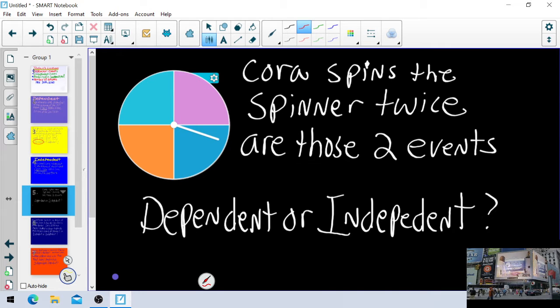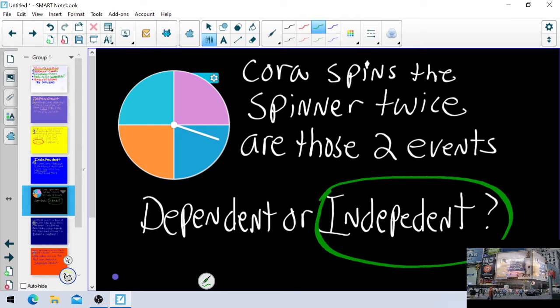Cora spins the spinner twice. Are those two events dependent or independent? She spins the first time, 1 out of 4, and then she spins the second time, 1 out of 4. Dependent or independent? Here we go. Very simple. This one is going to be independent. The first time she spun it, that was independent. The second time she spun it, that was independent. So you got to go with independent. Everybody catching on how this is going? Let's do another one.